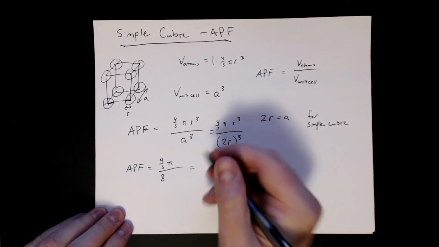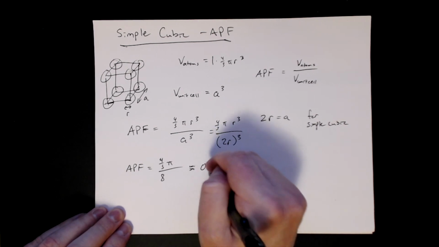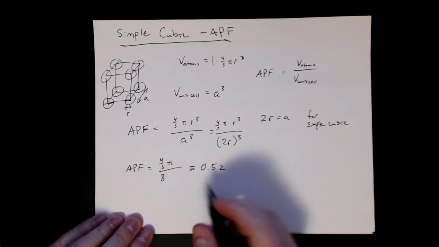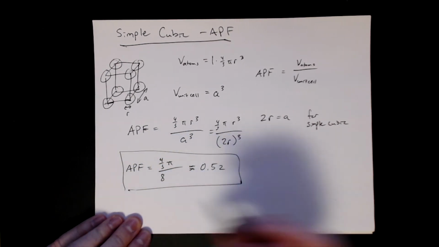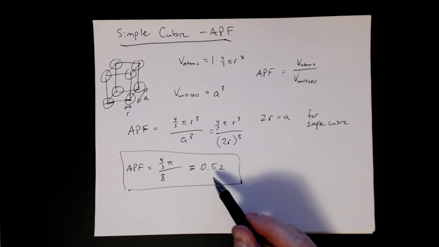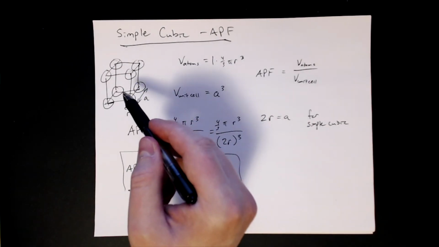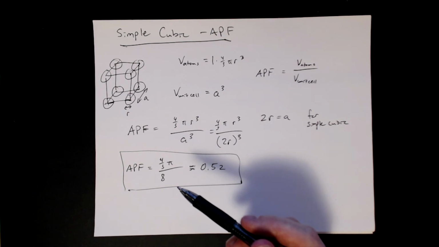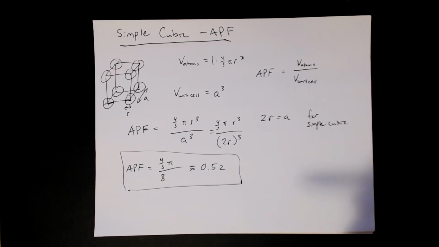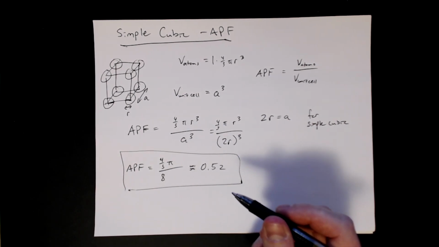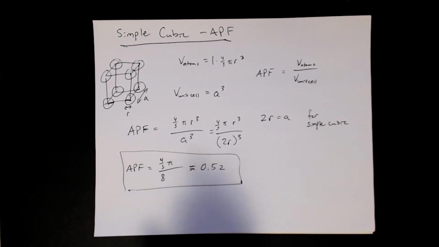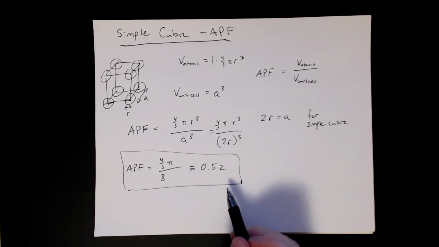When we calculate this, we get roughly 0.52. This is our atomic packing factor for simple cubic, and this is going to be our reference point. What this is saying is that about 50% of the space in this unit cell is atoms, and the rest is empty space. For reference, we call this a low packing structure, a low packing number. When we look at some of the ones in the next section, think back to what we have here.